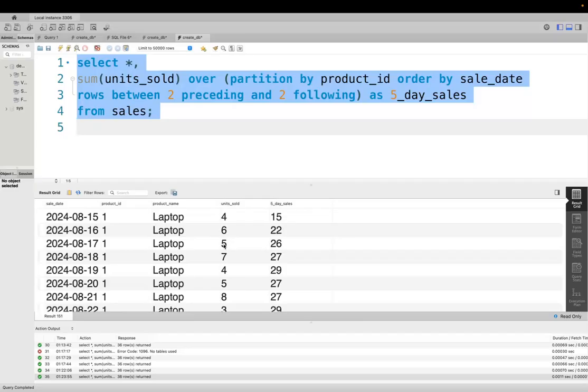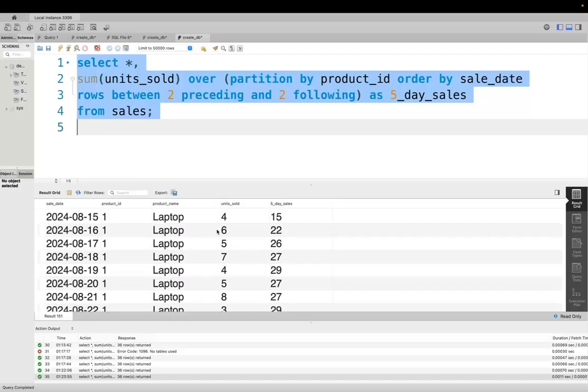6 plus 5, 11. 11 plus 7 is what? 18. And then next 2 days. 18 plus 9. 18 plus 9 is what? 27. So you see 27. Right? So that means for this row, it gives 27.